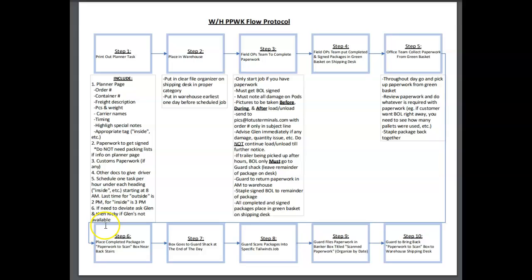Once you're sure it's accurate and done, step 6 is to put it in the paperwork to scan box that's near the back stairs. Just put it in there, and that means that it's going to be taken to the guard shack at the end of the day, and the guards in the guard shack will scan the packages into the specific Tailwinds job. Okay, and after that you'll always be able to find that paperwork in the Tailwinds portion of your job. Okay, and then eventually the guard will bring that paperwork back to the warehouse shipping desk, and it's stored as a hard copy as well.